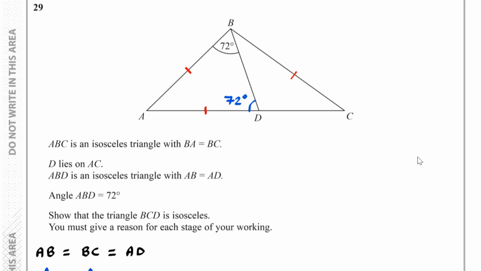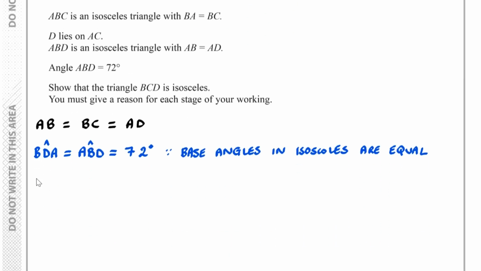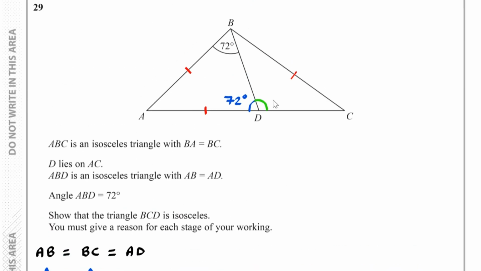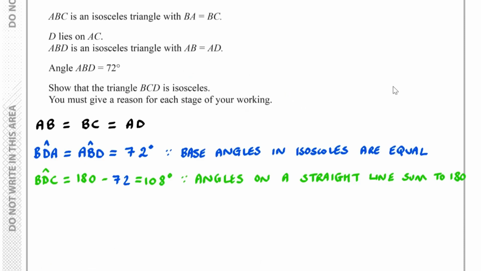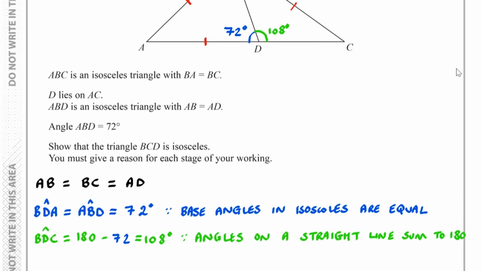Well, what I can do is find out what this angle here is, the angle BDC. BDC is equal to 180, subtract the 72, which is equal to 108 degrees. So this is 108 degrees because angles on a straight line sum to 180.